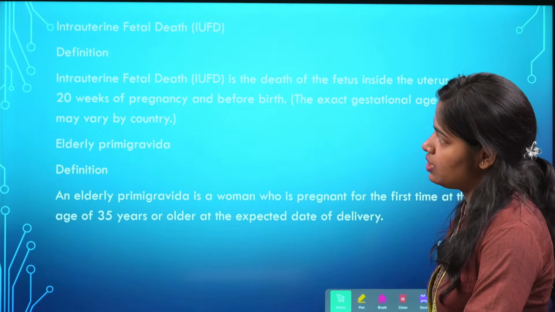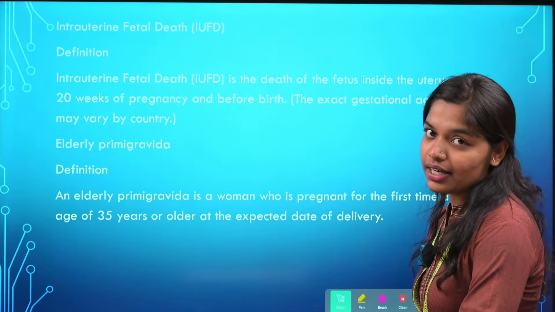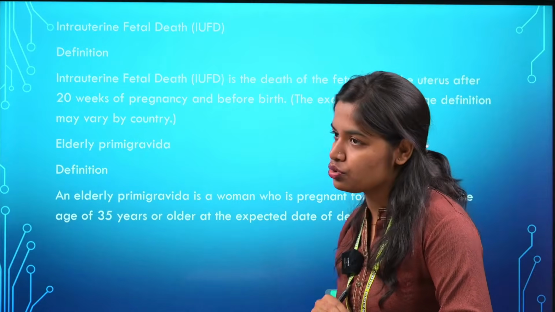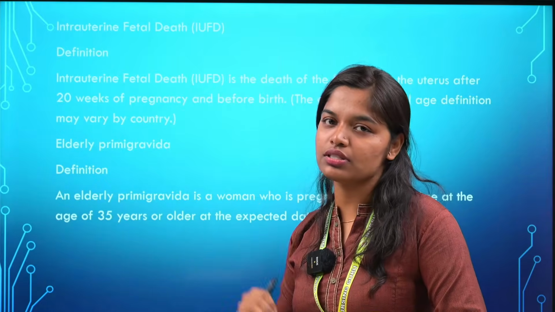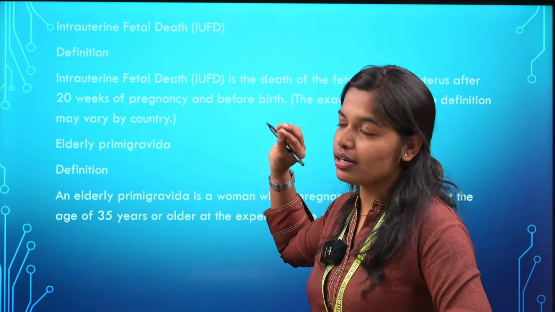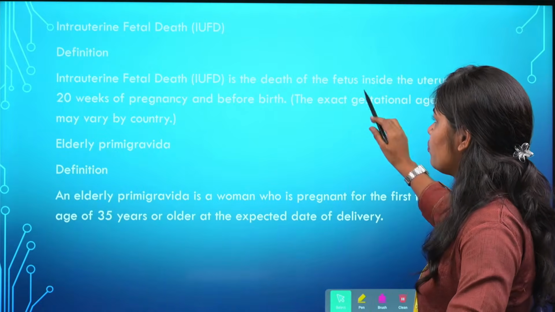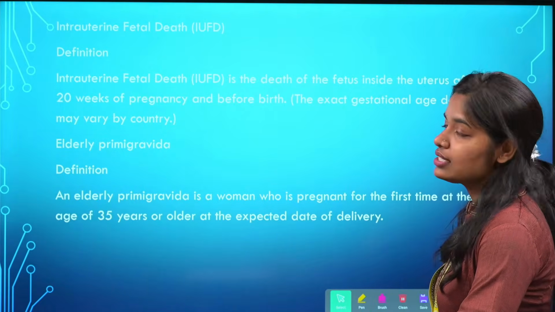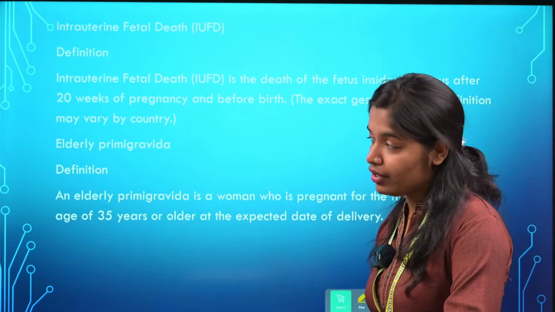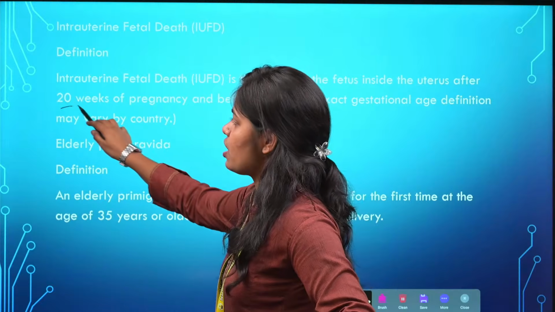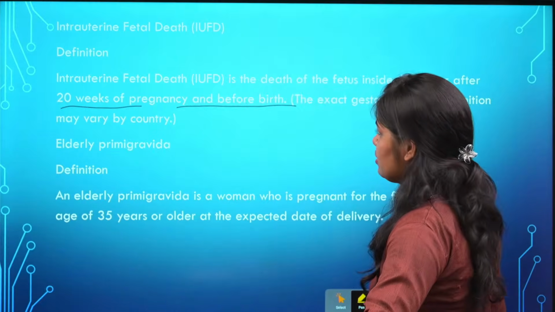Next condition is intrauterine fetal death. The name itself indicates that inside the uterus, the fetus is going to die. We will call it intrauterine fetal death. It is the death of the fetus inside the uterus after 20 weeks of pregnancy and before delivery.